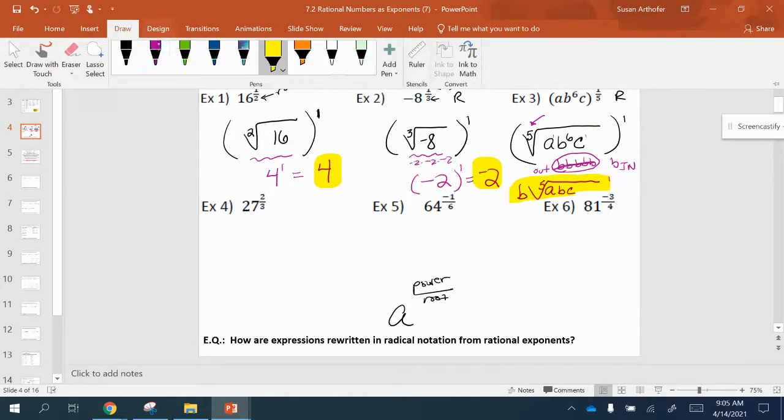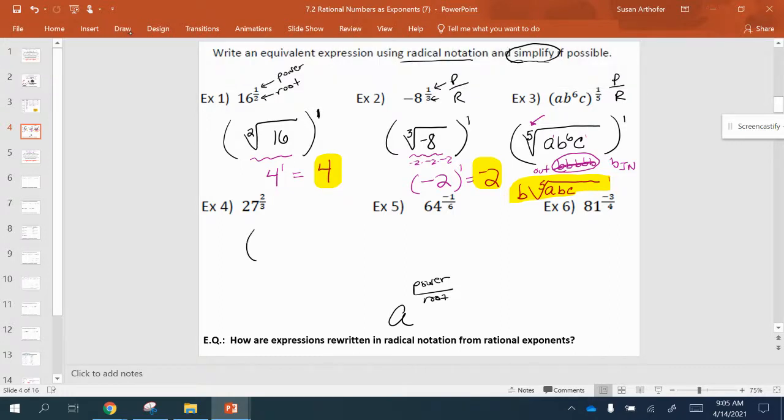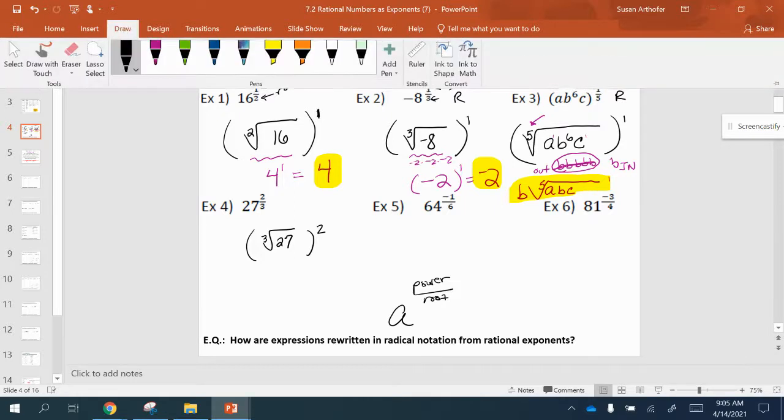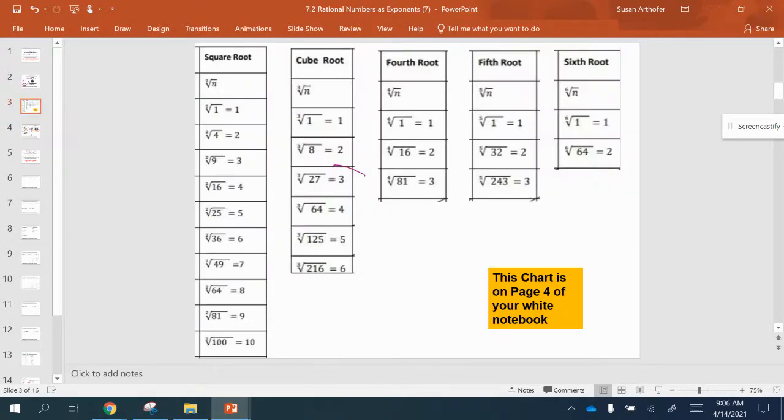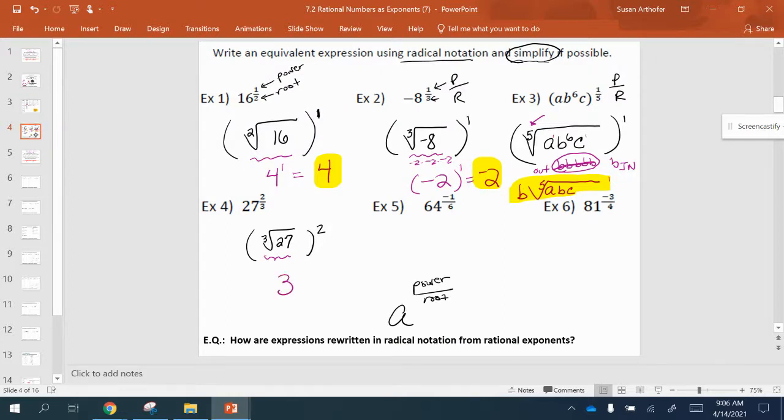Okay, let's try the next ones. This is where the parentheses are going to come into play. So you draw parentheses, put the 27 in. Power over root, power cubed root, power over root. Now go ahead and do the inside. What's the cubed root of 27? And again, you should be using this sheet, right? So cubed root of 27 is 3. Bring down the square. 3 squared is 9. So our final answer is 9.